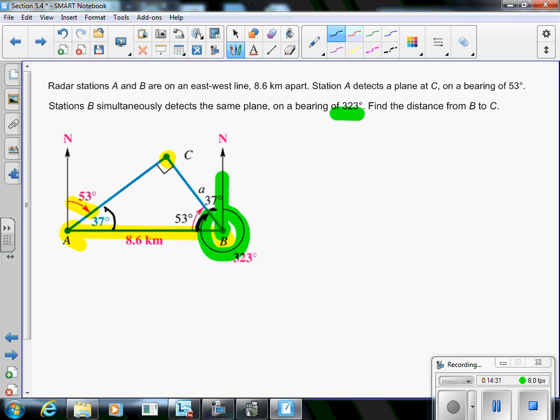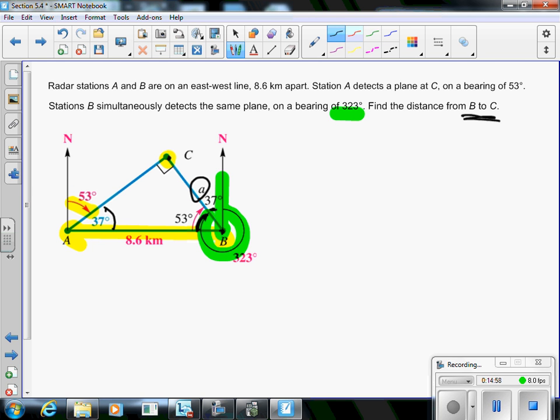Now that I have my whole entire triangle set up and I have things labeled, I want to know the distance from B to C. In other words, I want to know A.